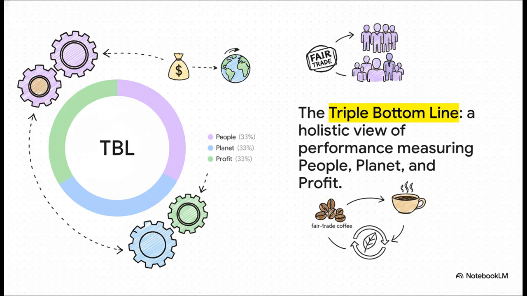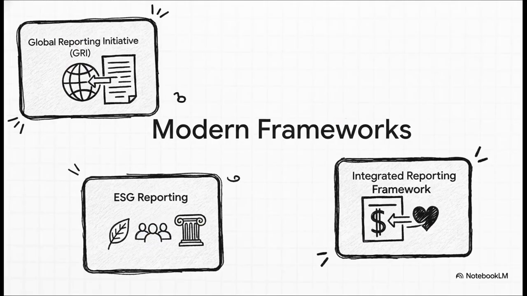It gives you a complete 360-degree view of success. And hey, the triple bottom line is just the beginning. You'll also see things like the Global Reporting Initiative, or GRI, and ESG reporting, which, by the way, investors are totally obsessed with right now, and the Integrated Reporting Framework. The big takeaway here is that performance management today is so much more than just looking at the financials.